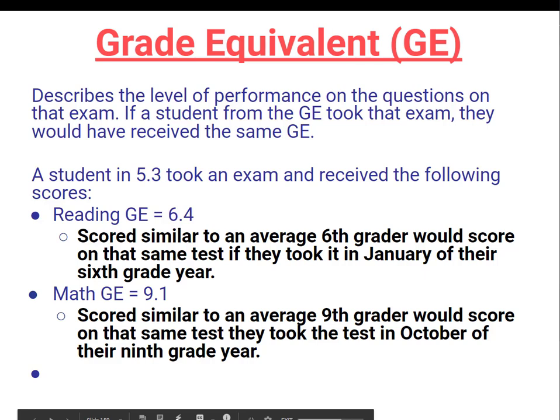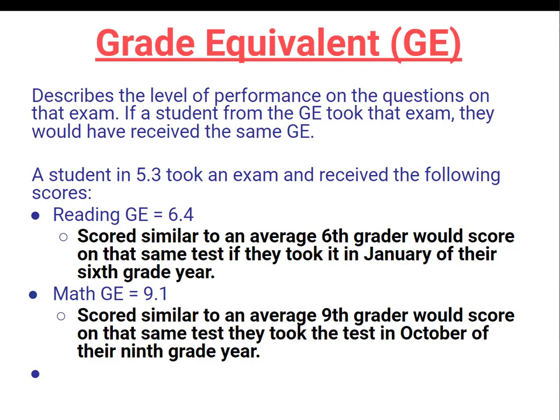What grade equivalent describes is the level of performance on questions on that exam. If a student from that grade equivalent took that exam, they would have received the same grade equivalent. Say, for example, there's a student in 5.3. So that would be 5th grade, right? And then .3 would be the month. So September is 0, 1 is October, 2 is November, 3 is December. Okay, so 5.3 is a student in the 3rd month of their 5th grade year, so a student in December of 5th grade.